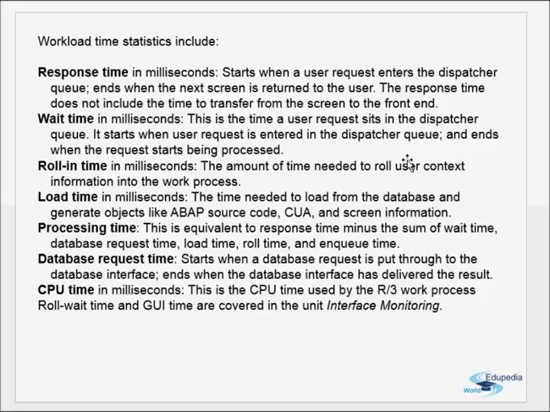The roll-in time, in milliseconds, is the amount of time needed to roll user context information into the work process. So the work process has to get the user data from a roll buffer or a roll file. That is the roll-in time. Now the load time is the time needed to load from the database and generate objects like ABAP source code, CUA and screen information. That time is known as the load time.